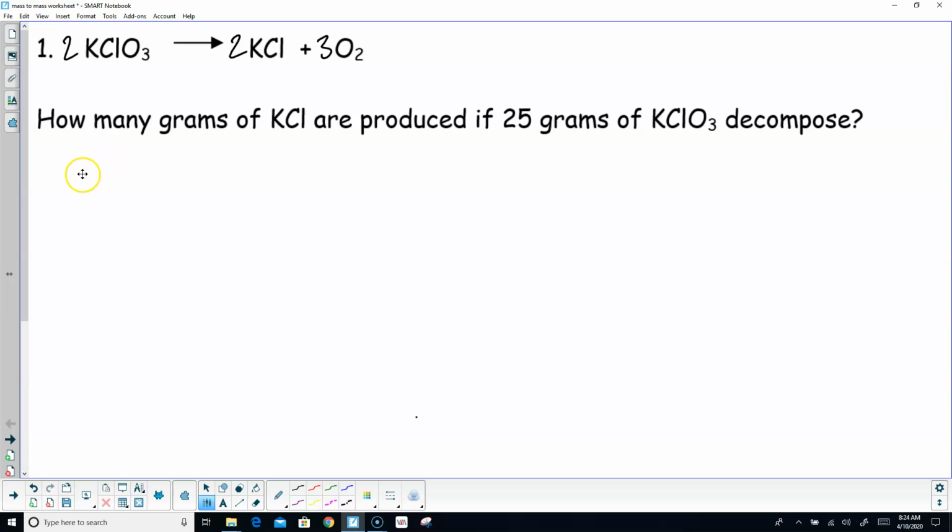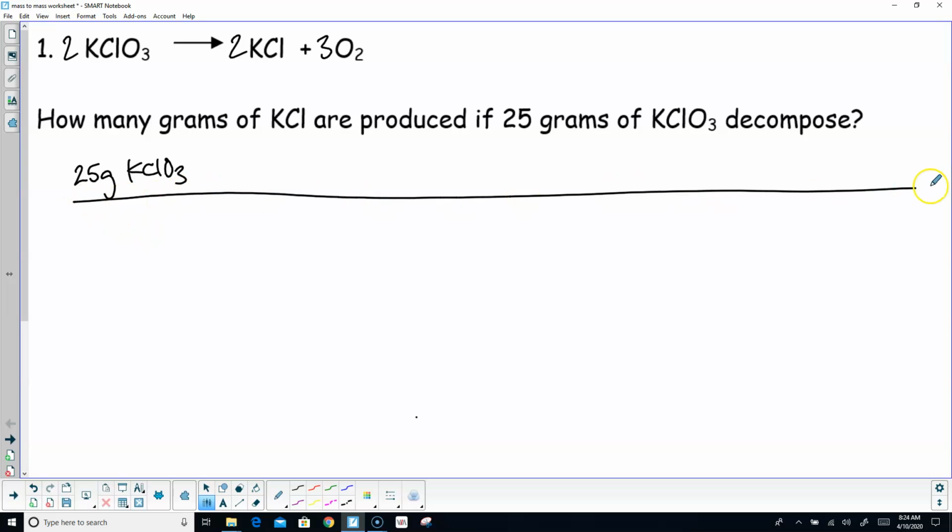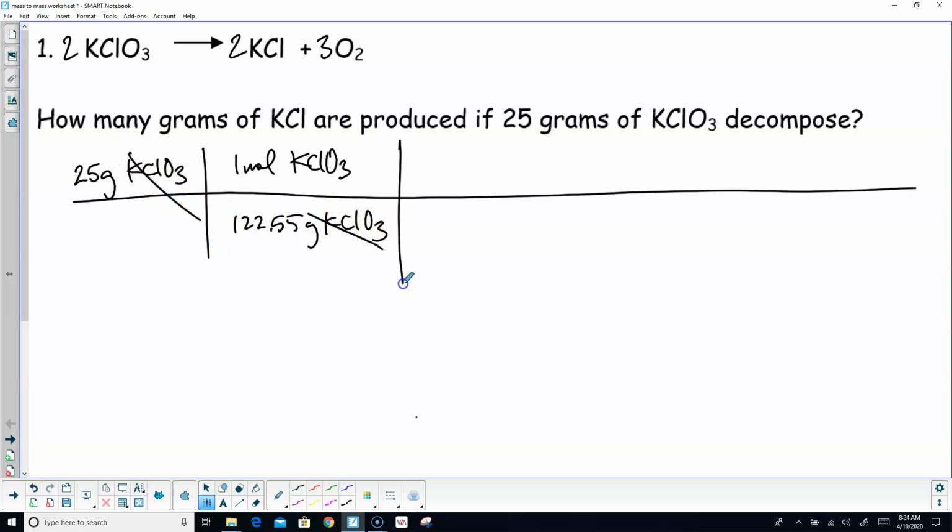Okay, so on this one, we're starting out with 25 grams of potassium chlorate, and we're trying to go to grams of potassium chloride. So, first thing we have to do is take these grams and make them moles. Whenever you're doing molar mass, it's always 1 mole. If I add up 1 potassium, 1 chlorine, and 3 oxygen, it ends up being 122.55 grams of potassium chlorate. Grams of potassium chlorate are gone. I now know moles.